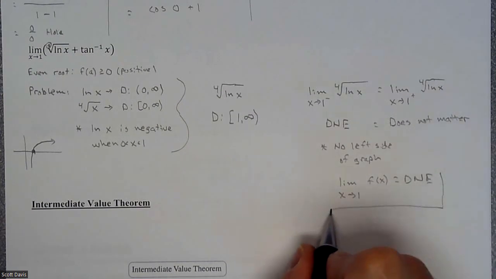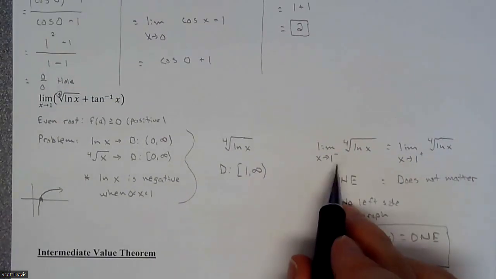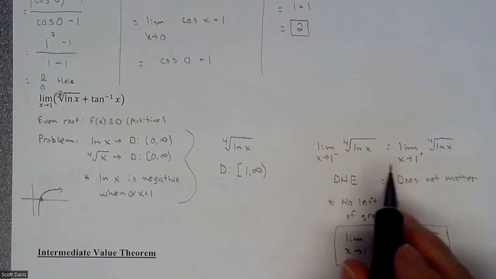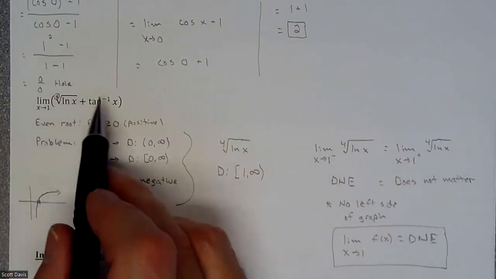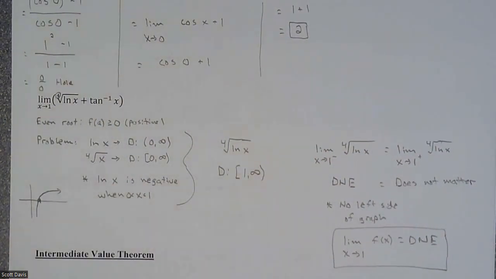You really have to dive deep on some of these more complicated ones and really take a look at what the left side's got going on and what the right side's got going on. Take a look at individual pieces, maybe not the overall thing. And that'll help you get your domain, or that'll help you get your limit.